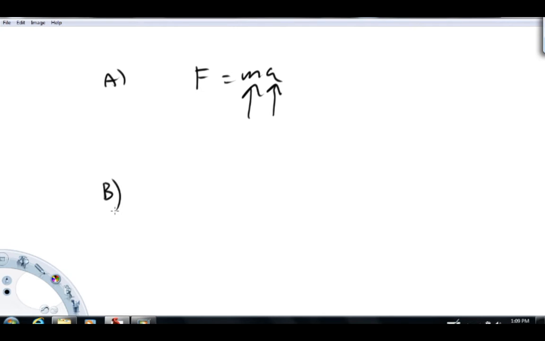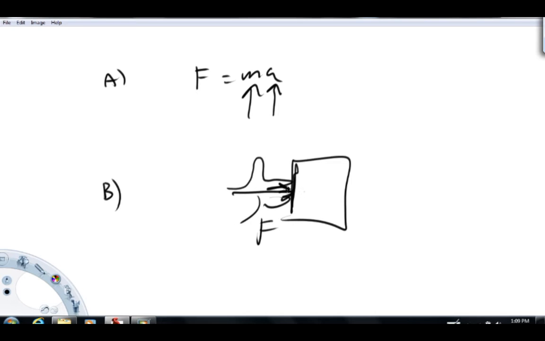Part B is a conceptual question. If I draw a picture, fist here hitting a block, the force that the fist exerts on the block is this way. At the same time, the block exerts a force back on the fist, in the opposite direction. That's Newton's third law. Forces always appear in pairs, same magnitude, opposite direction. So part B is a conceptual question. Think about this picture and your answer for part A.